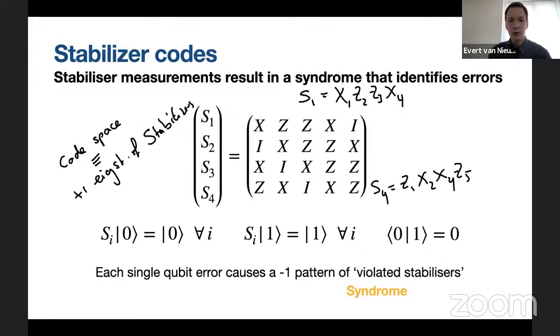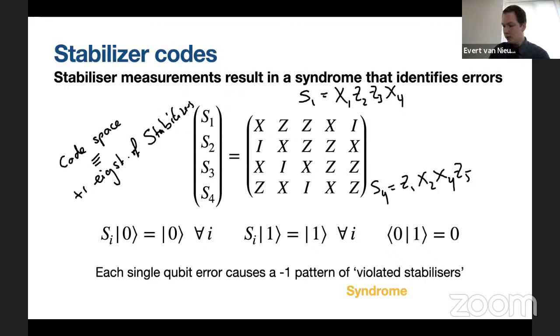In this case, there's only 2 of those. In a moment, we'll see a different example. And then, whenever I want to find out if an error happened, I measure all these stabilizers and I see if they result in +1 or -1 values. And by that pattern of +1s and -1s, I will know exactly, in this particular case, for example, if an X error happened and on which of the 5 qubits, or if a Z error happened and on which of the 5 qubits. And all of that just by measuring.